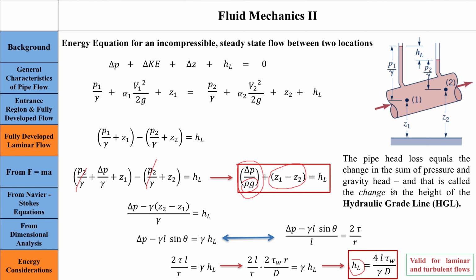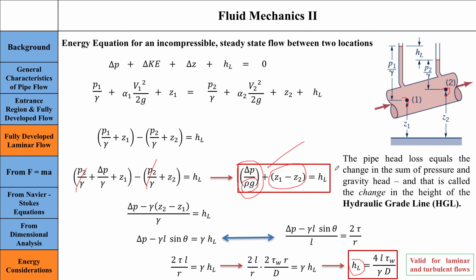And this is something that is called the change in the height of the hydraulic grade line. It's important to account for this. It's important to know what the hydraulic grade line is, because if you can work with this expression here, it makes your life a lot easier, because you know that the flow is going to go in the direction of the lower hydraulic grade line. It can be computed at each section within this pipe, like at 1 or at 2.